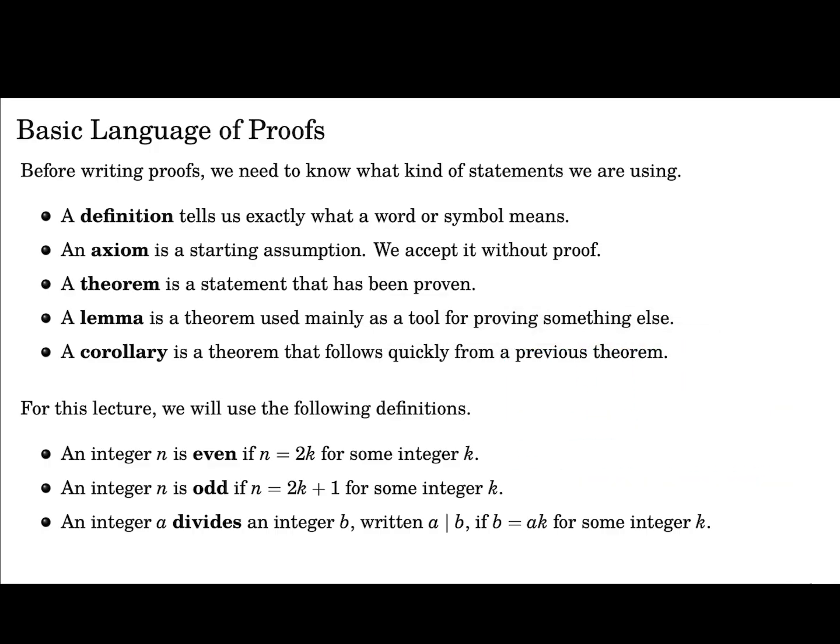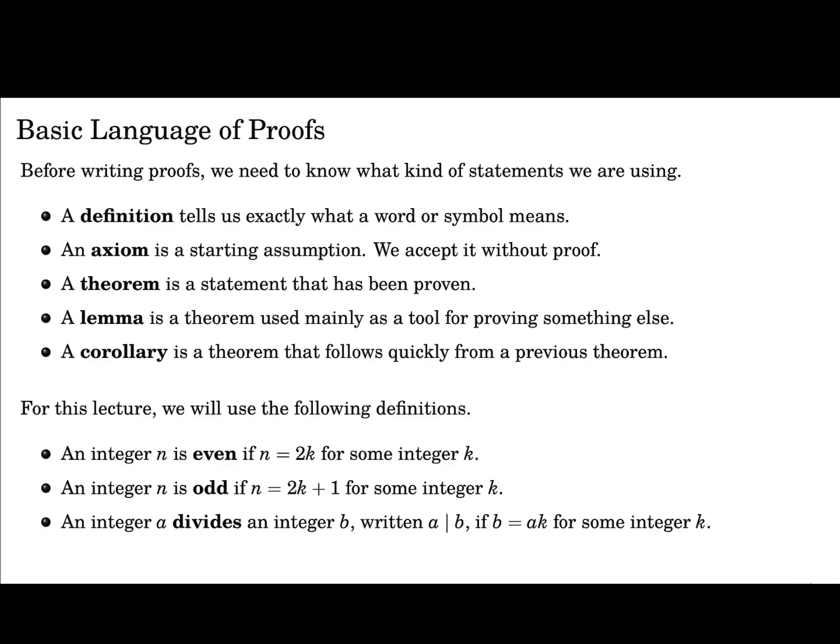We also say that an integer n is odd if it can be written as 2 times some integer k, plus 1. And finally, we say that an integer a divides an integer b, and we write it as a divides b, if b can be written as a times k for some integer k. These are some basic definitions that we will be using in the examples we'll give later on.